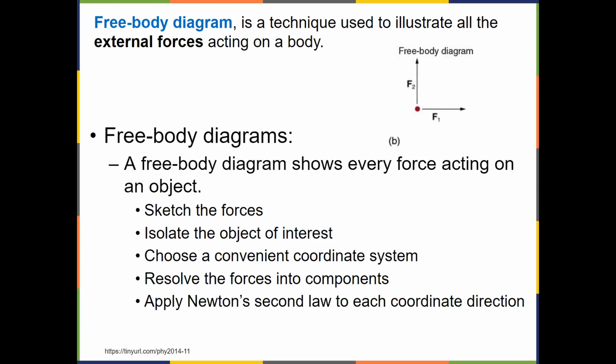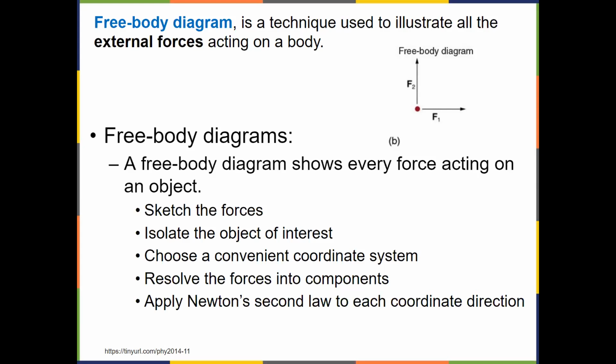You also want to identify the object of your interest. As I mentioned, sometimes when you have a system that has multiple objects, you want to isolate which one is your object of interest. Choose a convenient coordinate system, an XY system, because if you have multiple forces on the object, a lot of times you'll be adding forces up. That means vector addition, right? Since the forces are most commonly 2-dimensional, it's important to have an XY coordinate system there.